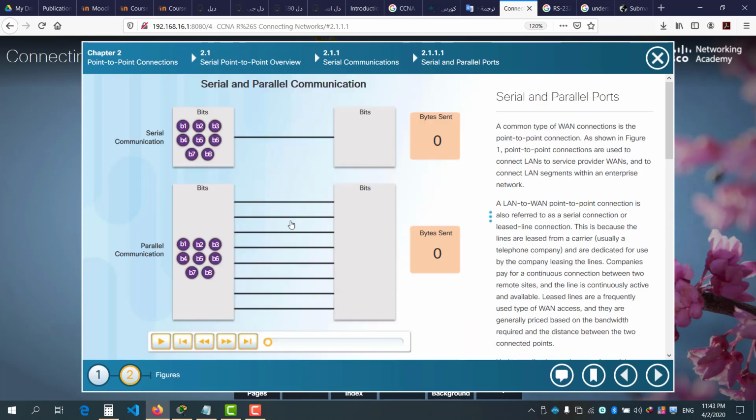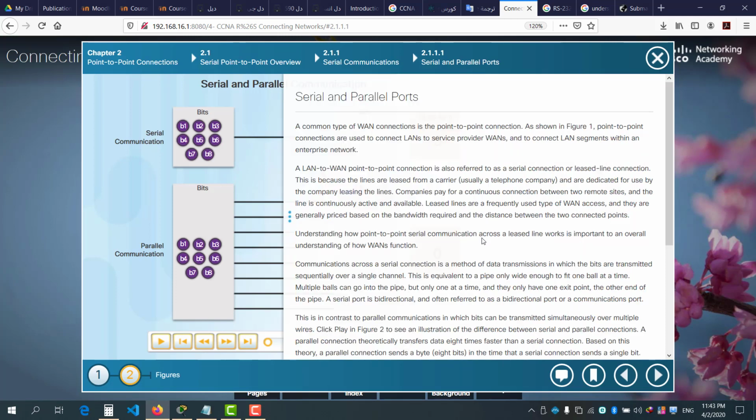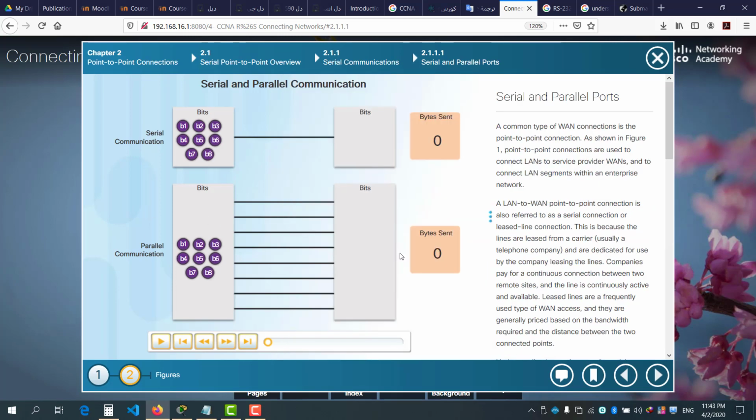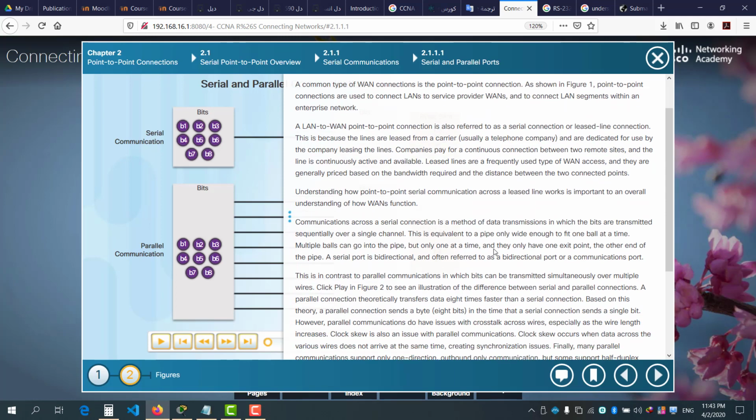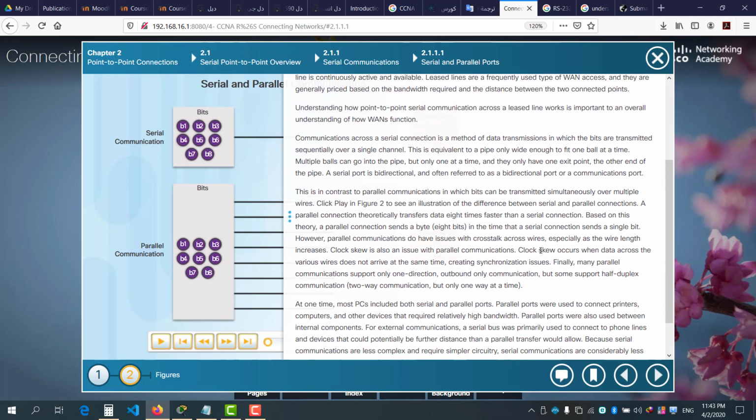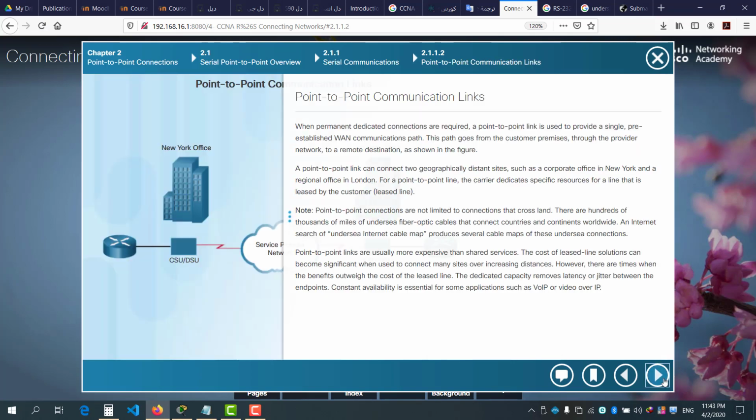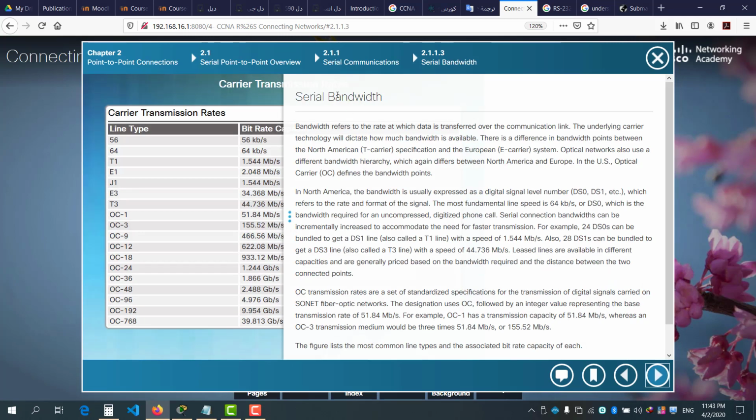At a time we can transfer only 1 bit in serial, while for parallel communication we can transfer 8 bits. You have to discuss the two problems, or the two disadvantages, of parallel communication which I talked about. The first one is crosstalk. This is the first disadvantage of using parallel communication, and the other one is clock skew. Now you have the questions. This is important to understand, not more, not less. We stopped at serial bandwidth.